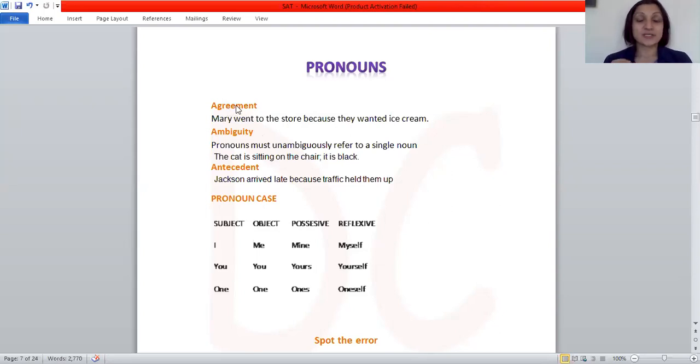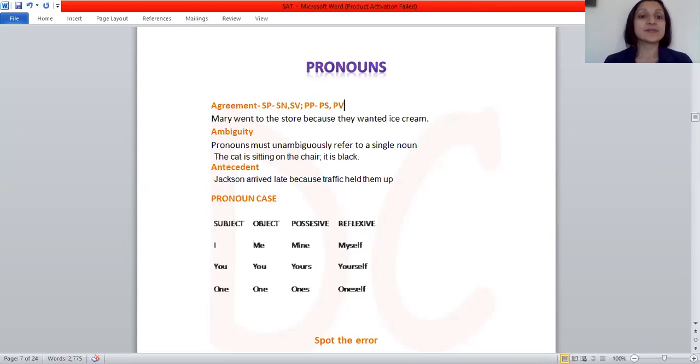Agreement means that if I'm talking about one person, I will use singular pronouns, something like subject-verb agreement. Pronoun agreement, similar to that, says that a singular pronoun should refer to a singular noun. In subject-verb agreement, a singular subject goes with a singular verb. Here we are looking at a singular pronoun referring to a singular noun and singular verb. So two things we will check here. Similarly, a plural pronoun goes with a plural noun and plural verb.